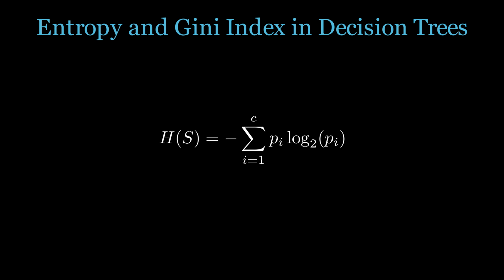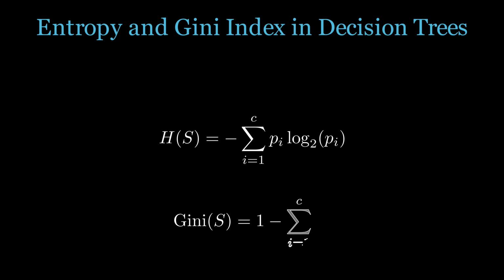When all instances belong to a single class, Pi is 1 for that class, and the entropy is 0, indicating no disorder. When the dataset is evenly distributed across classes, entropy is maximized, indicating maximum disorder.